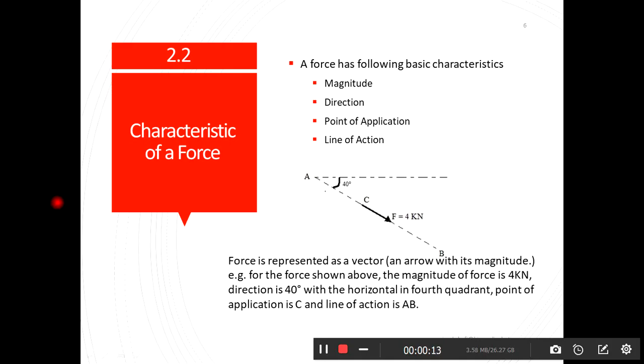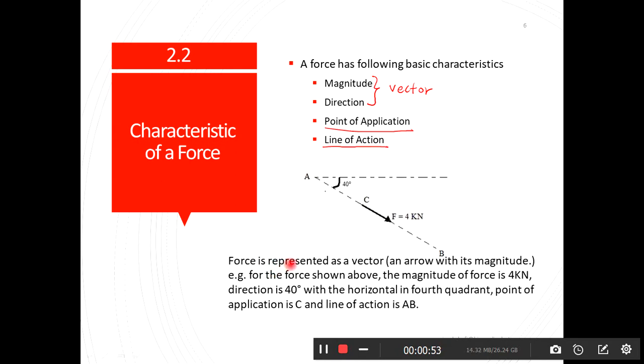Okay, now let's proceed with the second part of chapter 2, that is characteristic of a force. As mechanics is related to force, we need to understand the characteristics of a force. So a force has the following basic characteristics: it has a magnitude and direction, as it is a vector. And also, a force has a point of application, where the force is applied, and the line of action.